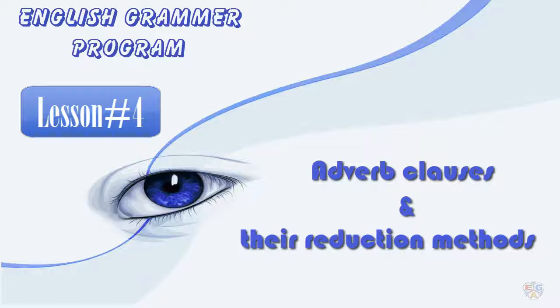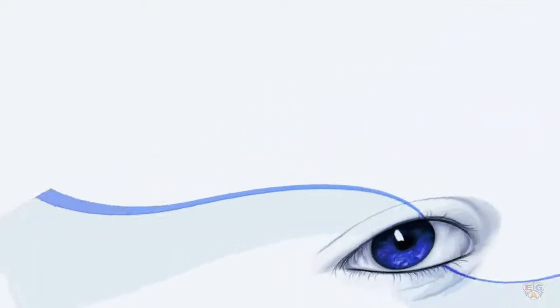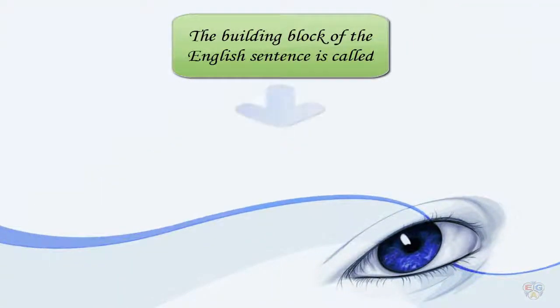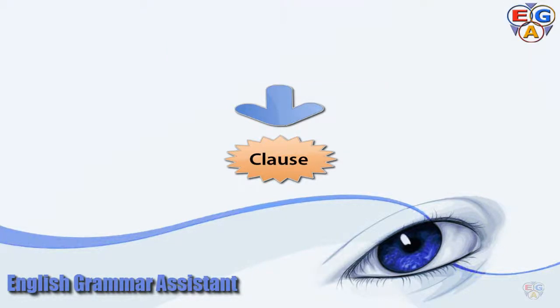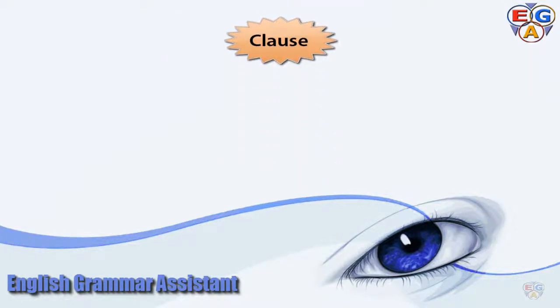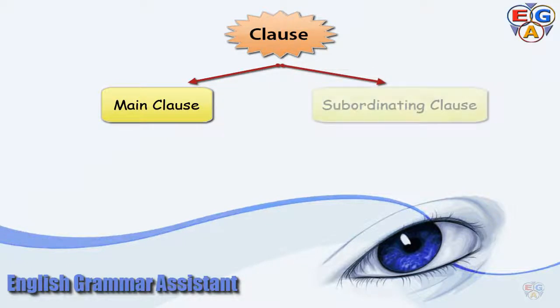Lesson 4. Adverb clauses and their reduction methods. The building block of the English sentence is called a clause. There are two clause types. The main clause, also called the independent clause. The subordinate clause, also called the dependent clause.